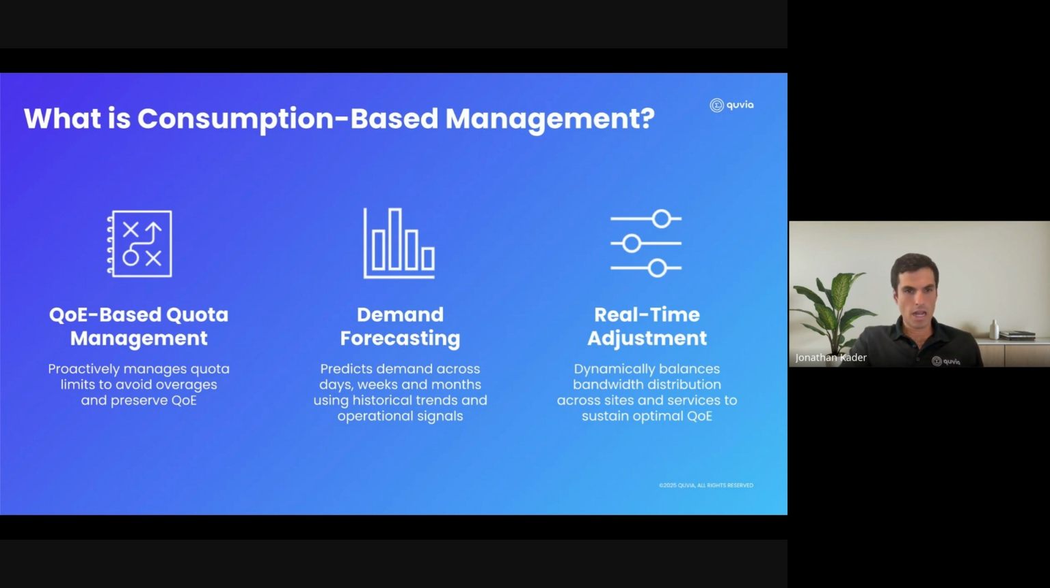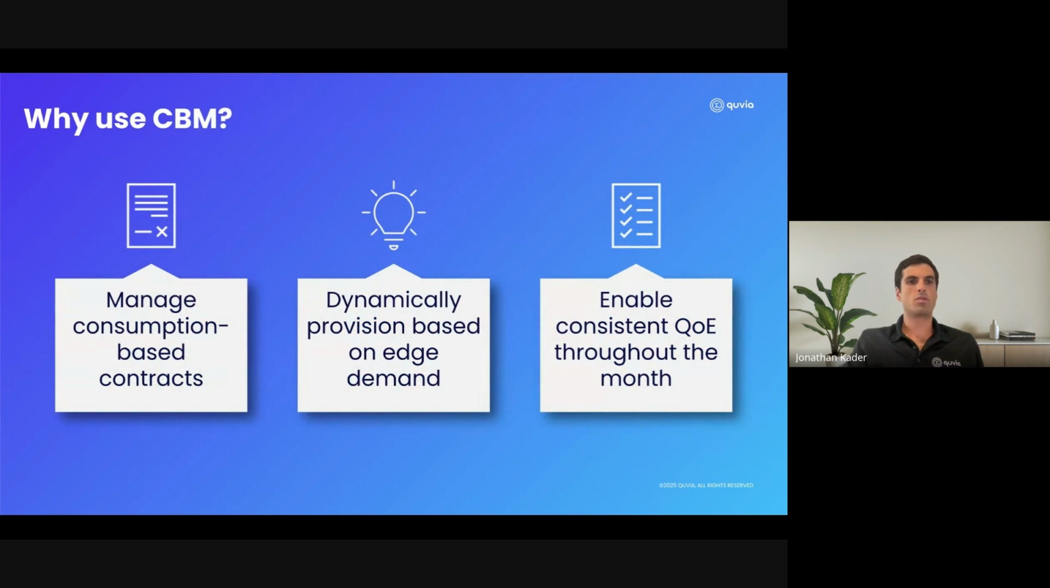So I will now move to, so why do we use CBM, right? And I've mentioned a few of these in the last slide. First of all, it's really just to manage these consumption-based contracts without a human in the loop. It makes our customers' lives a lot easier. It means that they don't have to worry about overages. It means that they don't have to worry about someone keeping tabs. We do it for our customers, and we do it individualized, right?